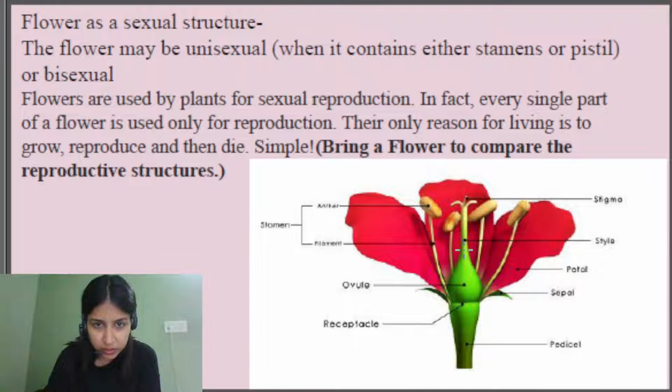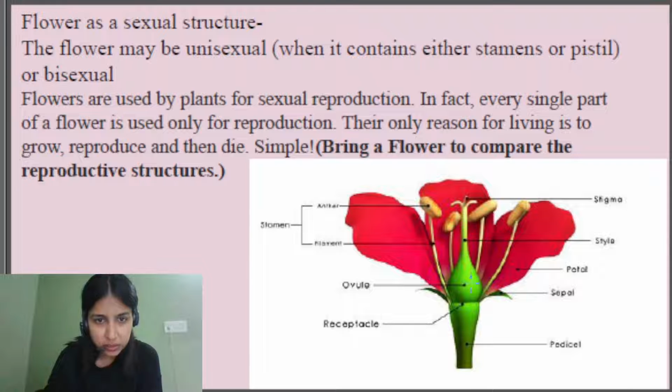And the long tube-like structure, we can say stalk-like structure, we are calling it the style. I hope you are able to see it clearly. Otherwise, I am speaking it alongside, so you will be able to understand well. And this pipe-like structure, we are calling it the style.